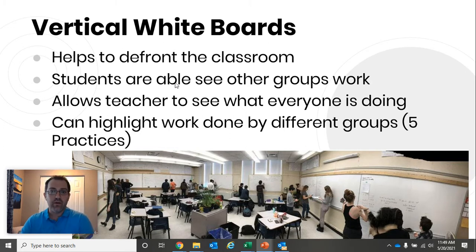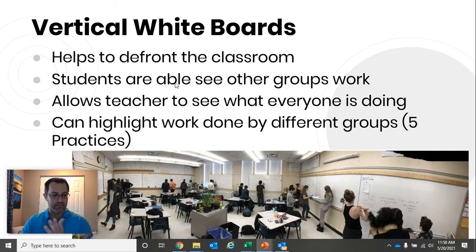You can work on windows, chalkboards, of course, lots of different ways that you can write. The most important part is that it's vertical. There's a couple of reasons for that. Making it vertical makes it easy for other students to see what other groups are doing. So that's really helpful. It also makes it really easy for the teacher to see what other groups are doing.